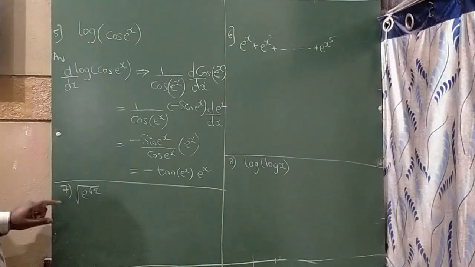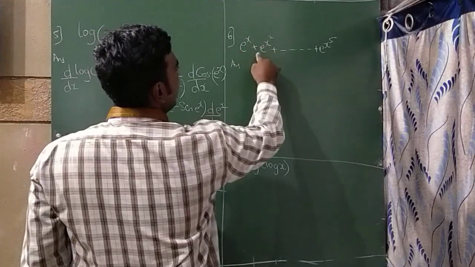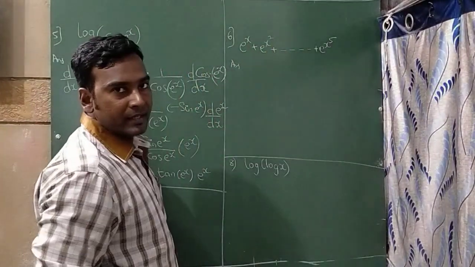Okay, the sixth question is e raised to x plus e raised to x square plus 1 up to e raised to x raised to 5.